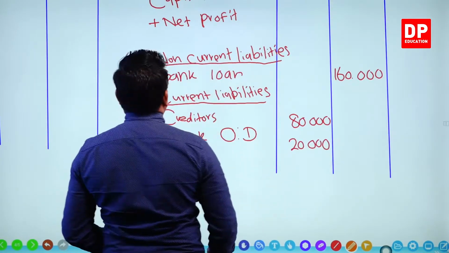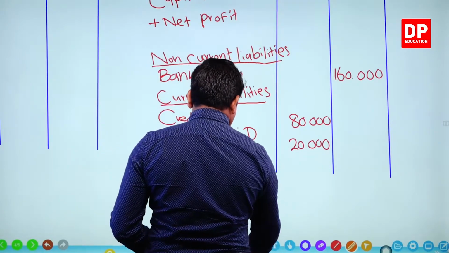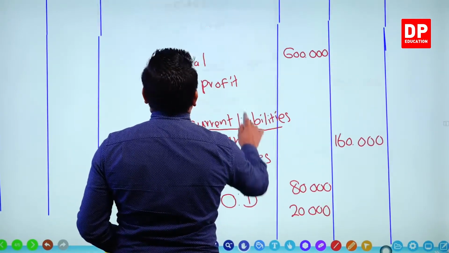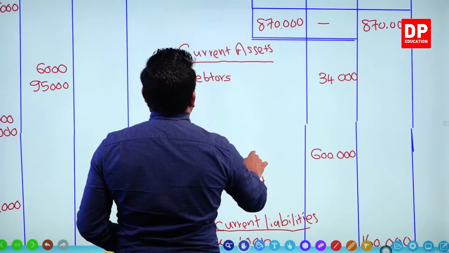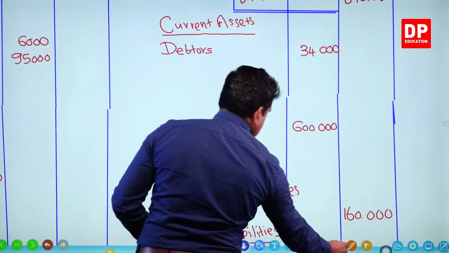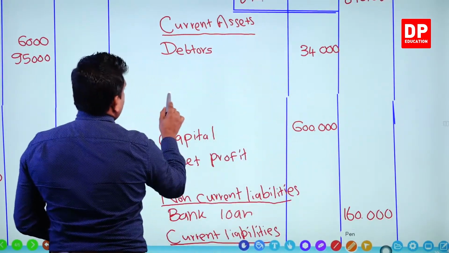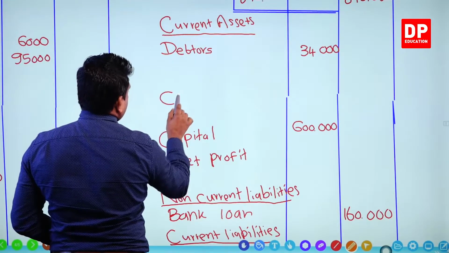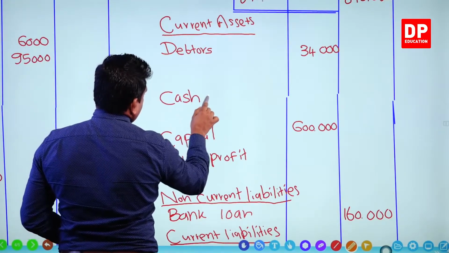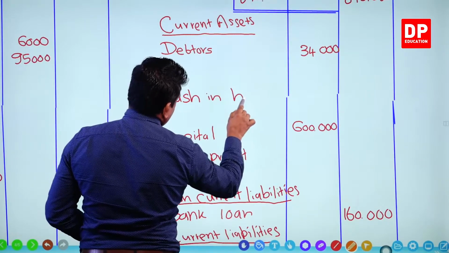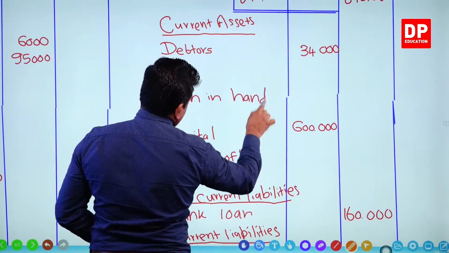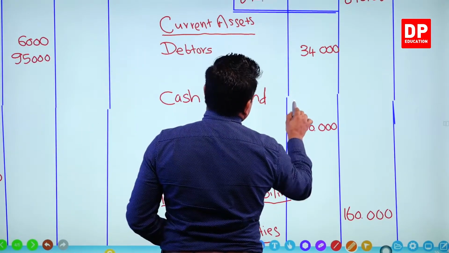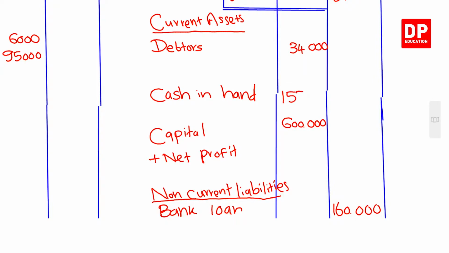Do you remember the cash in hand? It comes under the current assets. Cash in hand, you put under this, like corner, last. Cash in hand, how much? 155,000, right?